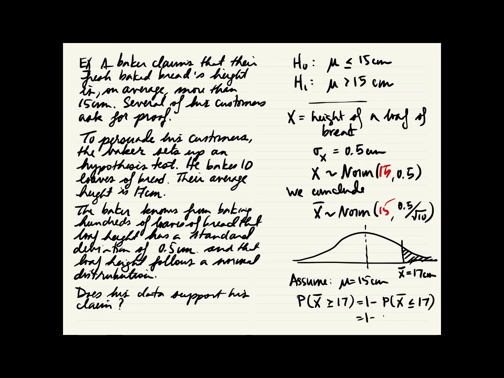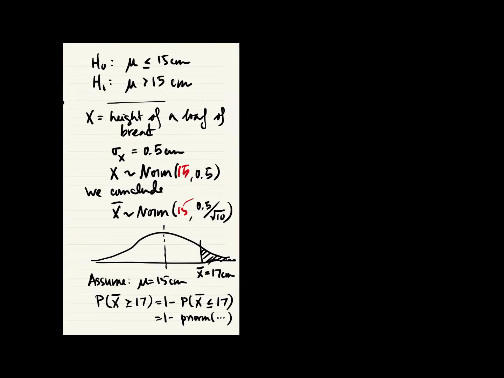And with that, we can use R and do the calculation. So I'm going to move over to the next page and we'll do that. So our p-value is the probability that x bar is bigger than or equal to 17, which is 1 minus the probability x bar is less than or equal to 17, which is 1 minus, and so this is how we use R, pnorm of 17. What's the probability that we were at 17 given our normal distribution, right? That's what the norm means. Our normal distribution had mean 15 and standard deviation 0.5 over the square root of 10.